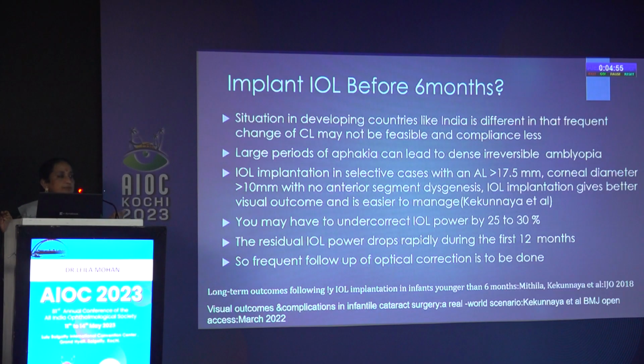Dr. Kunaya from LV Prasad and many others, Dr. Jaspreet from Chandigarh, many studies show that IOL implantation can be done in selected cases of the newborn, under 6 months, if the axial length is more than 17.5 millimeter and corneal diameter is more than 10 millimeter, with no anterior segment dysgenesis. IOL implantation is better because you can undercorrect by about 25 to 30% in these children, because the eye grows very fast within the first 6 months. Even after implanting an IOL, we have seen about plus 15 diopters remaining. So then you have to closely follow them up and reduce the power. Optical correction is very important.